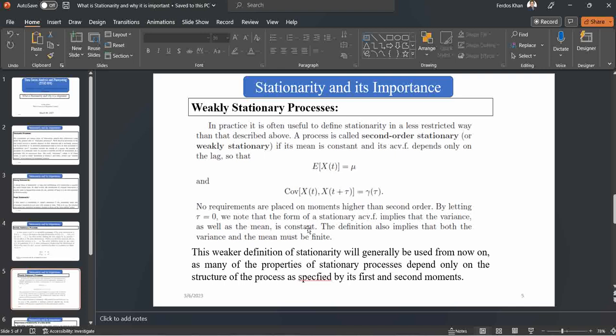Okay, the definition also implies that both the variance and the mean must be finite. This weaker definition of stationarity will generally be used from now on, and many of the properties of a stationary process depend only on the structure of the process specified by its first and second moments. So we will normally be using this in real life applications.